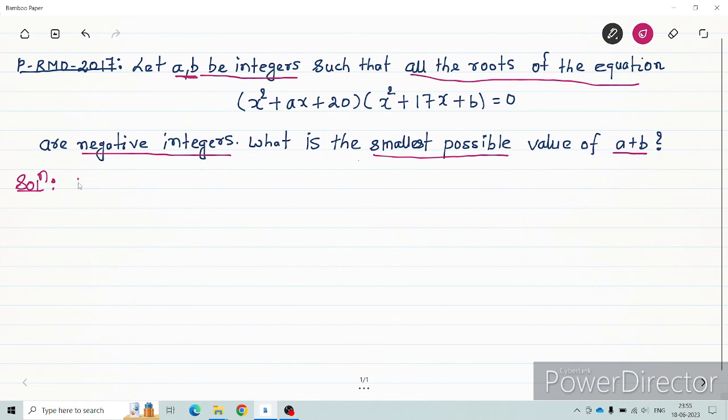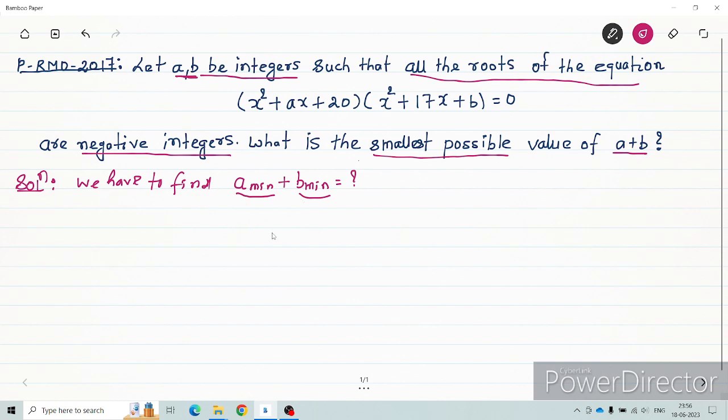It means that we have to find a minimum plus b minimum. So the statement says, find the smallest possible value of a + b. It means from the given equation we have to find the minimum value of a, the minimum value of b, and then the summation of a minimum plus b minimum.